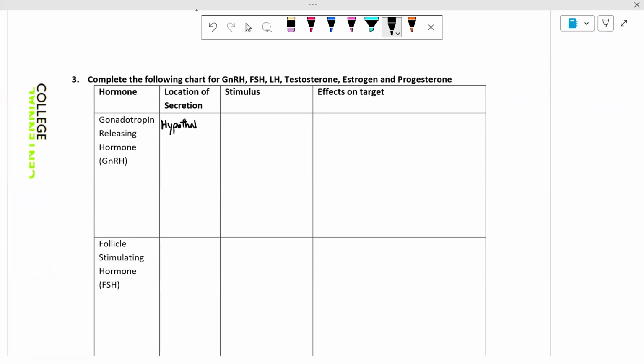Hypothalamus. Okay. Listen, guys, these charts are gonna be your best friend for the final test. Okay? There's so many hormones, like 20 of them. So organize these charts. Make sure you have them accessible. It's gonna help you.